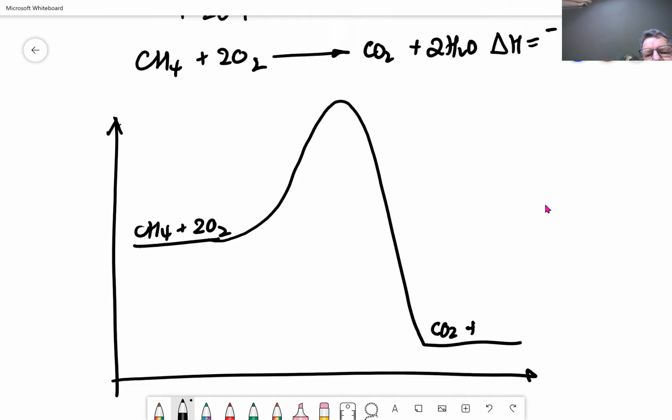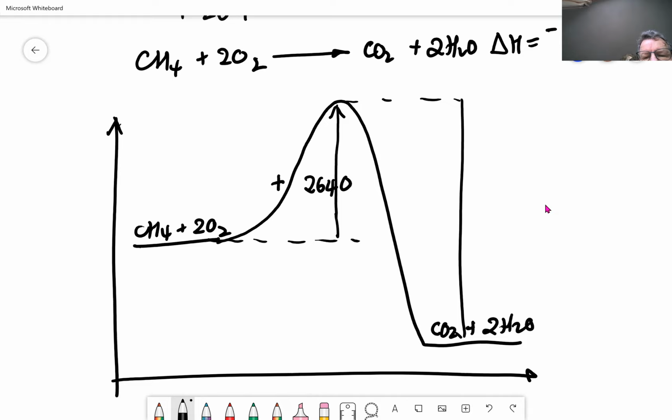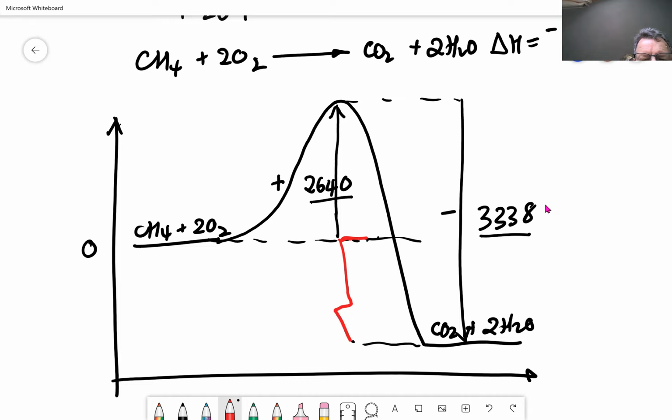And I know it needs to go up from here to here. It needs to go up 2640. I have to add that. And from there, all the way down is 3338. And that was negative, so it's going down. And the difference between the beginning, where we normally say zero, okay, so it goes up 2640, it comes down 3338. The difference from here down to there, that is my 698, and it's negative. It's delta H equals negative that.